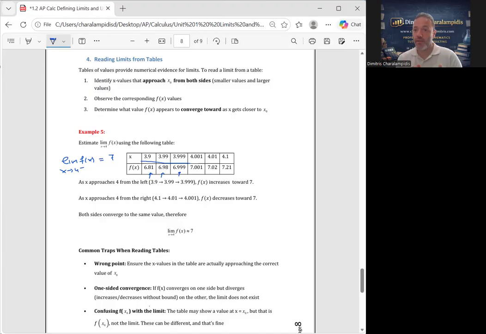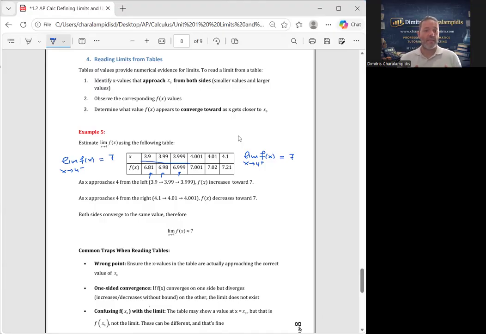That means from values which are greater than 4. These, in my table, would be the values of 4.001, 4.01, and 4.1. We can also see that the corresponding y values are approaching 7.001, 7.02, and 7.21, which means that they all approach 7 as well. Again, by using a one-sided limit, I could express it as the limit of f of x as x approaches 4 from the right is 7.